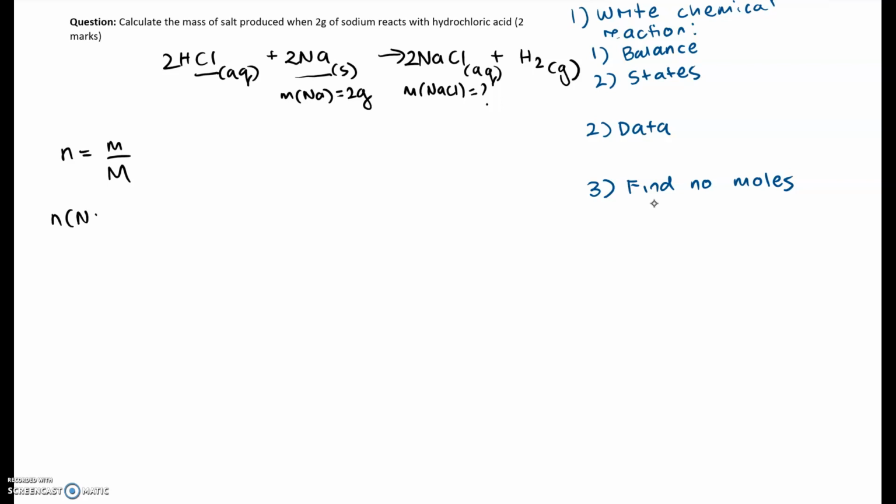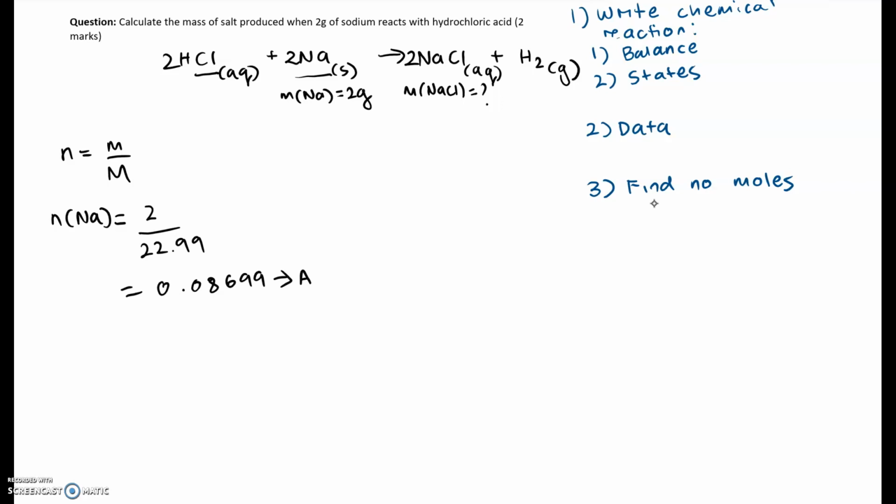So the number of moles of sodium is equal to its mass, which is 2, over its molar mass, which is 22.99. And that should give you a value of 0.08699, which we are going to store as A. If you round it off here, your final answer is going to be rounded off even more and may be considered incorrect by the marker. So let's keep it stored as A.